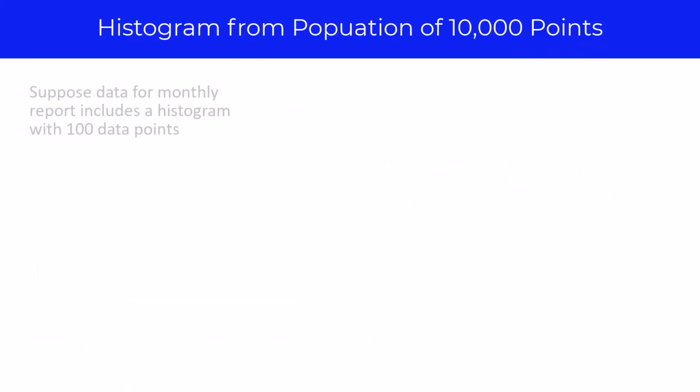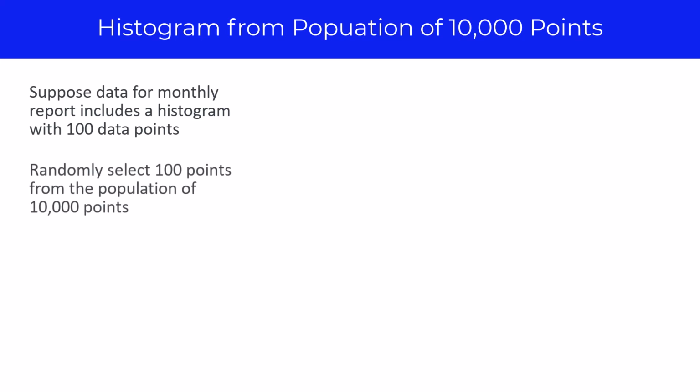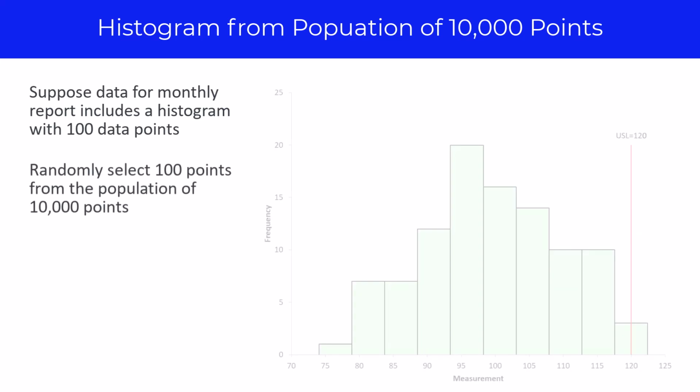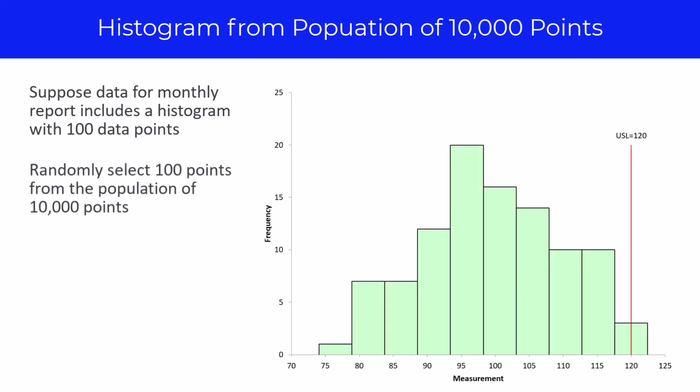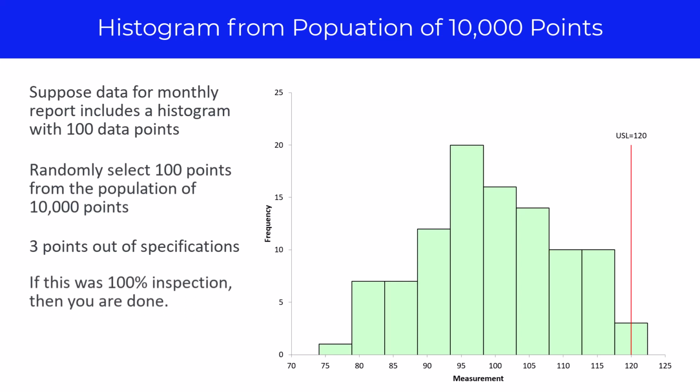So we're going to use these 10,000 points to see what variation does to a histogram made from samples. Suppose we have data for a monthly report that includes a histogram with 100 data points. We go out and randomly select those 100 points from the population, and here's our histogram for that. You can see that there are 3 points above the upper specification. If it was 100% inspection, you'd be done then, but it's not.